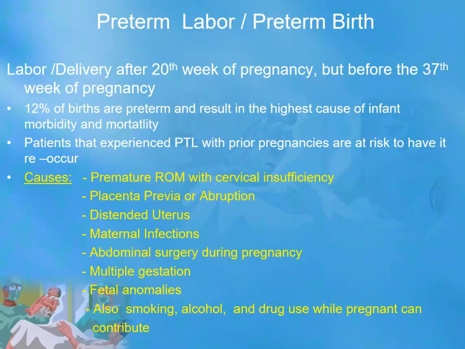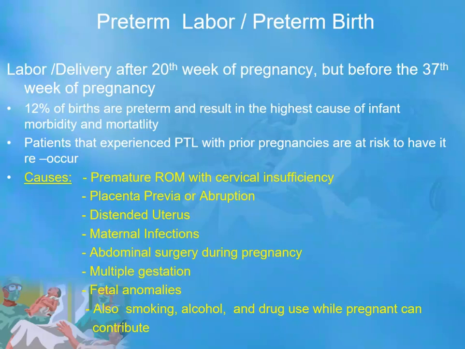So causes: premature rupture of membranes, cervical insufficiency, so that cervix is not real reliable to stay intact. It wants to dilate. Placenta previa, where the placenta comes first, or an abruption, where the placenta rips off the wall of the uterus. Okay. Distended uterus. Some uteruses are different shaped. Maternal infection can put them in preterm labor.